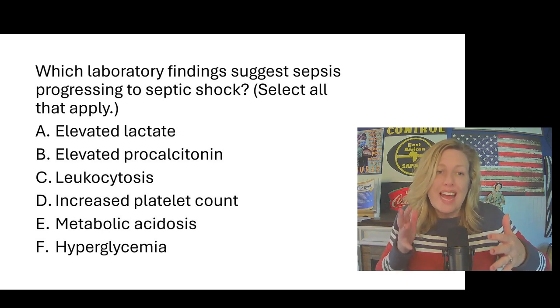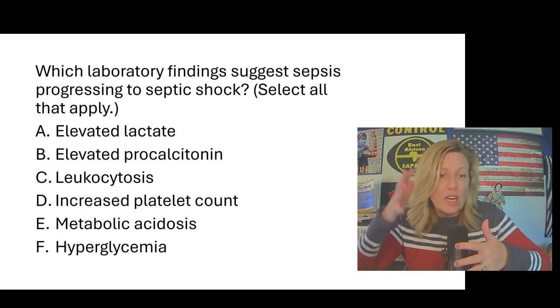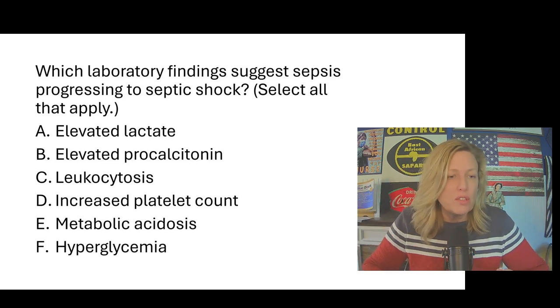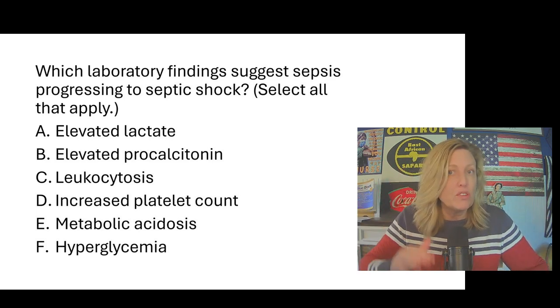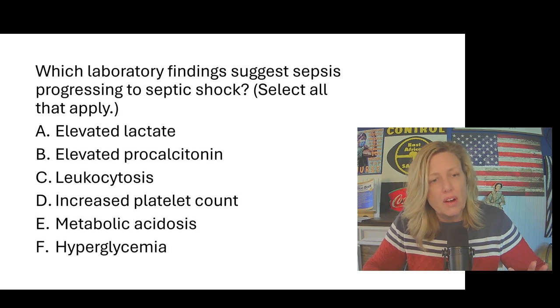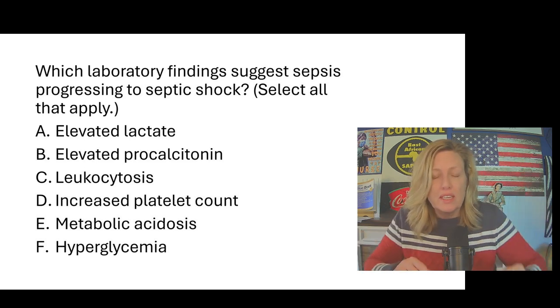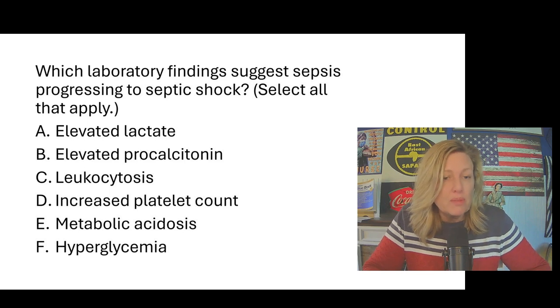So procalcitonin actually is something that goes up as they start to have this system-wide inflammation. Leukocytosis is elevated white count. So yes, you need to know your vocabulary, y'all. Leukopenia is low white count. Leukocytosis is elevated white count. Increased platelet count. Actually, I'd expect it to go down.